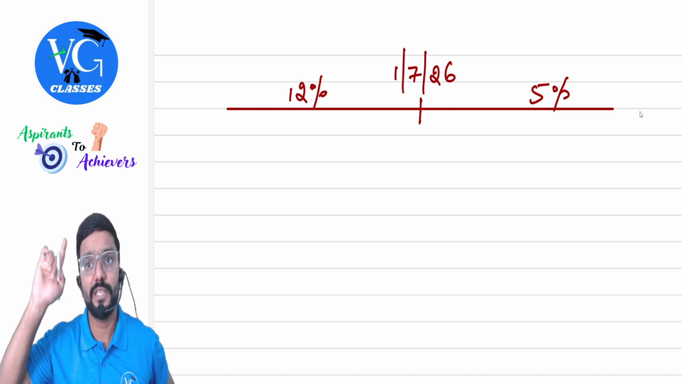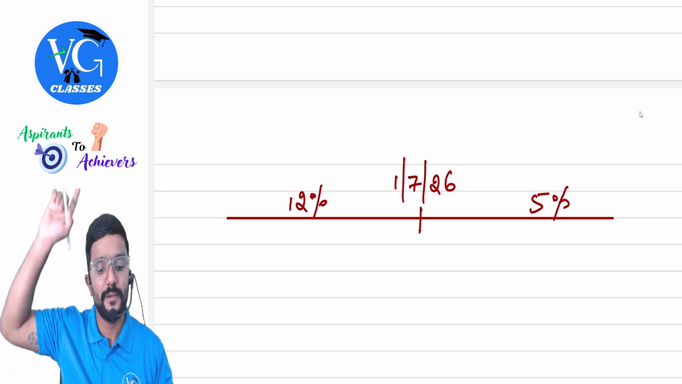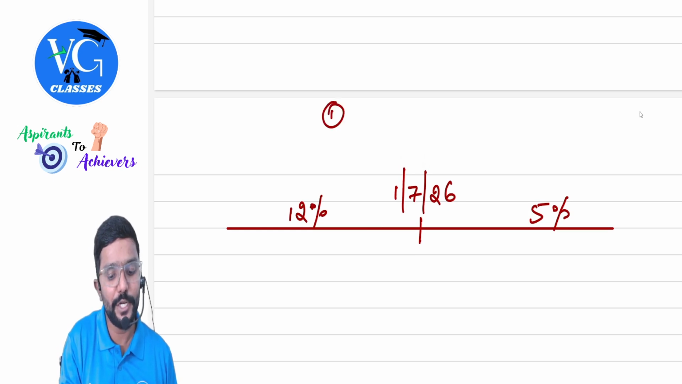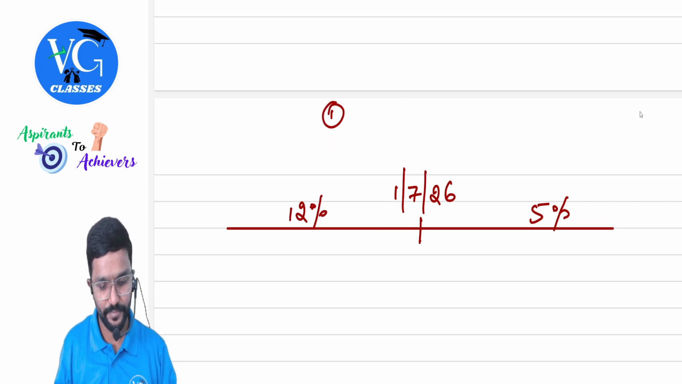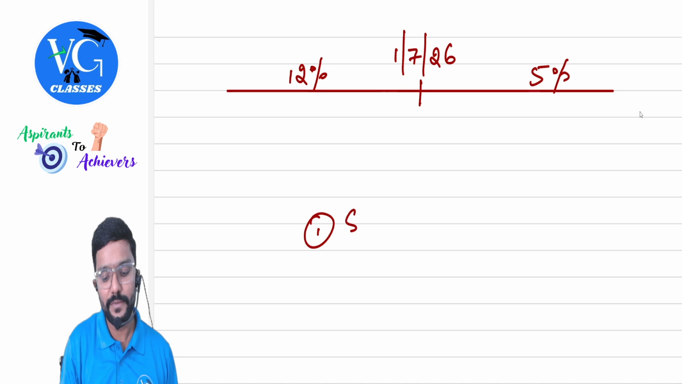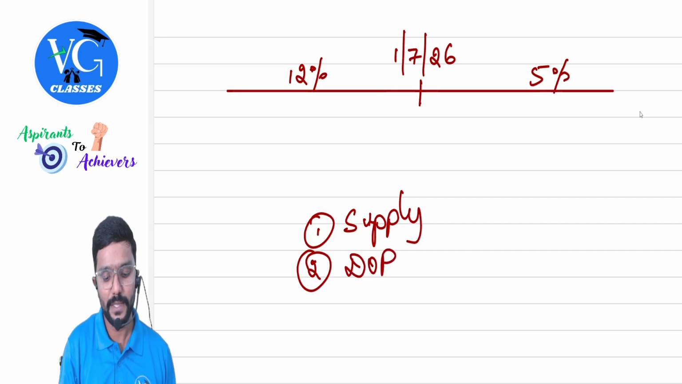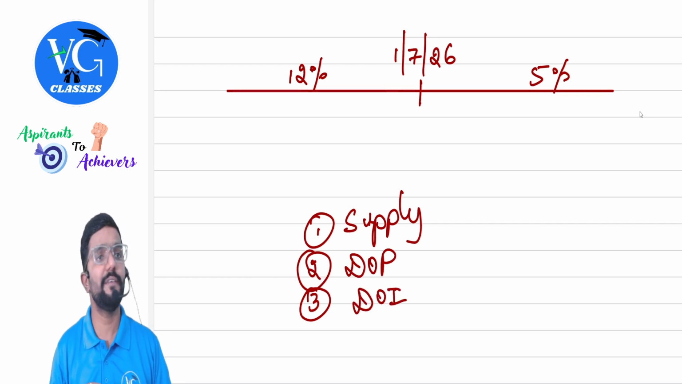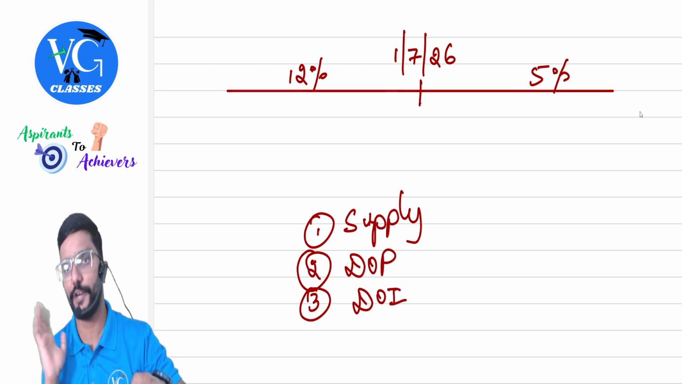I repeat, we need to identify three things. First, when did the supply take place? Second thing is the date of payment. Third thing is the date of invoice. These three events are important for us as per Section 14.